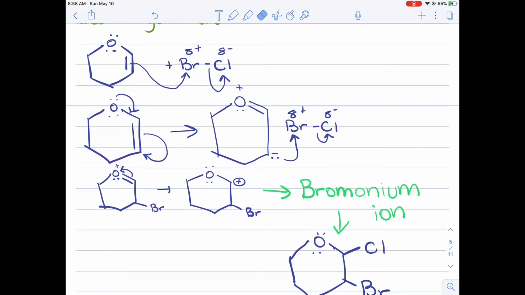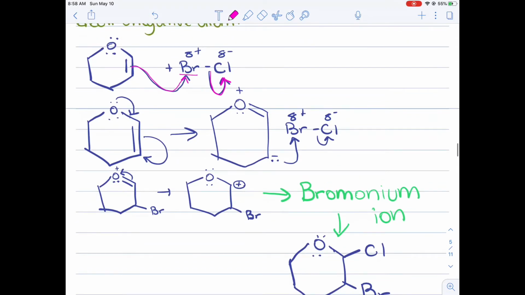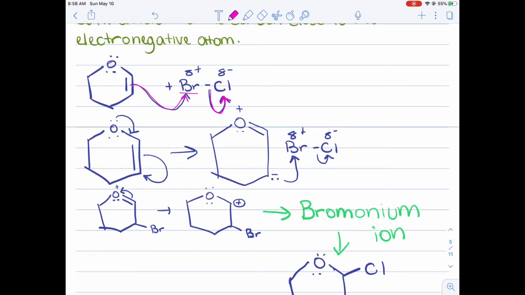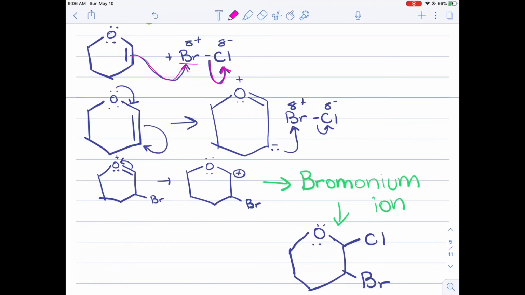Let's say that you have this cyclohexene with an oxygen in the ring, and you're going to react it with this bromine to chlorine bond. That being said, chlorine is your more electronegative atom, therefore it'll carry the partial negative charge, and your bromine is going to be the partial positive atom. So your pi bond is going to take the bromine, expel the electrons to chlorine, and it's going to form a bond. So now the question is, which carbon is going to take bromine?